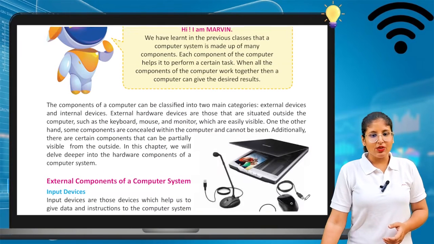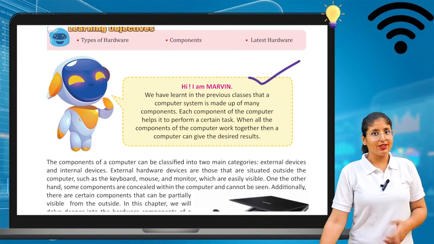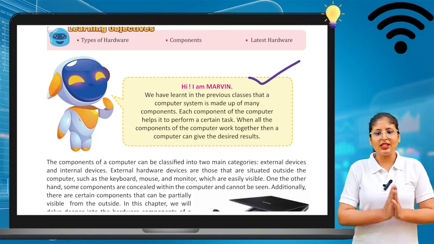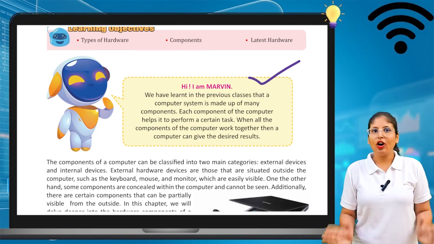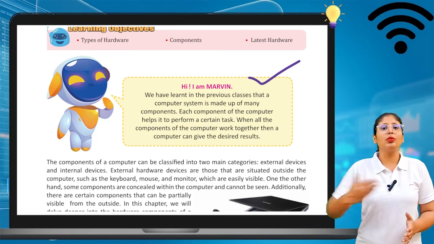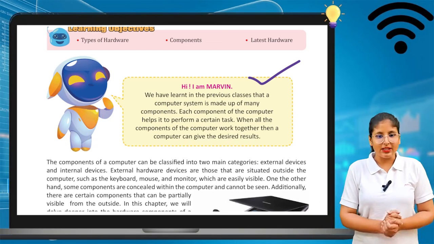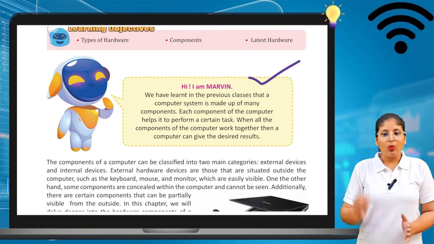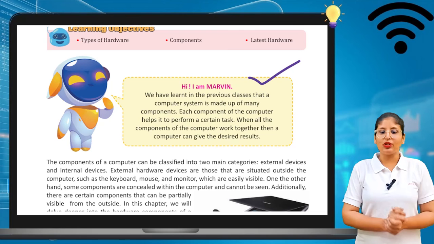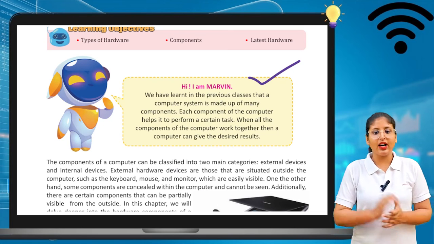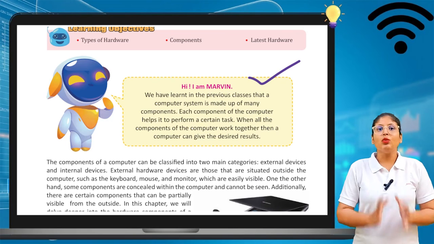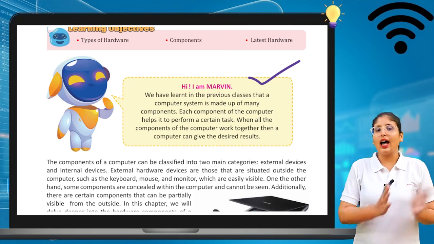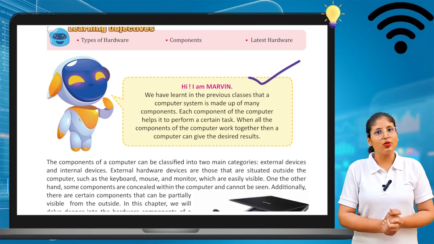So here's your friend Marwan. He asked you, we have learned in the previous classes that a computer system is made up of many components. Each component of a computer helps it to perform a certain task. When all the components of a computer work together, then a computer can give the desired result. So a computer works with its components. We will see what these components are and how they help the computer to work properly.